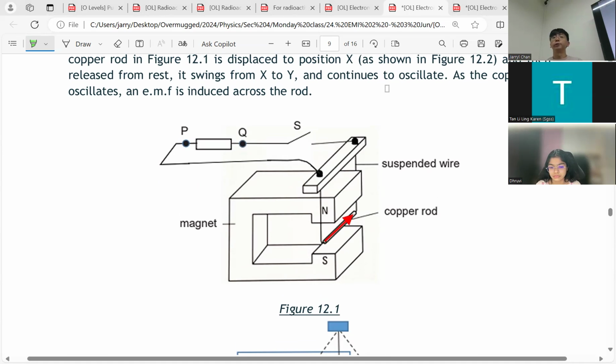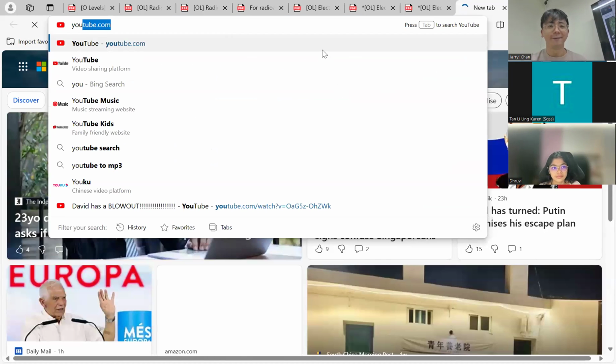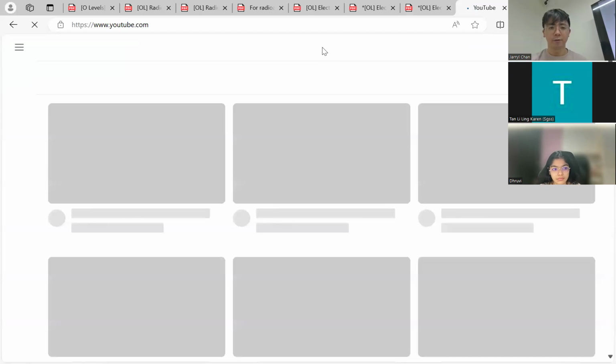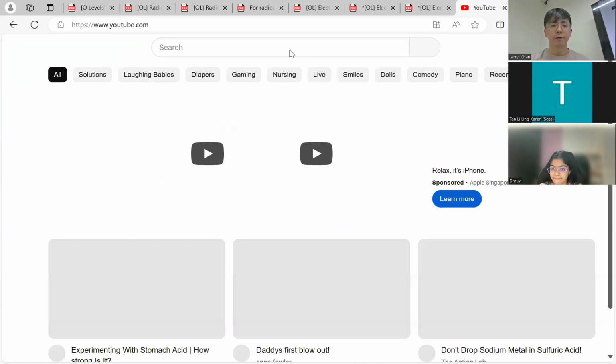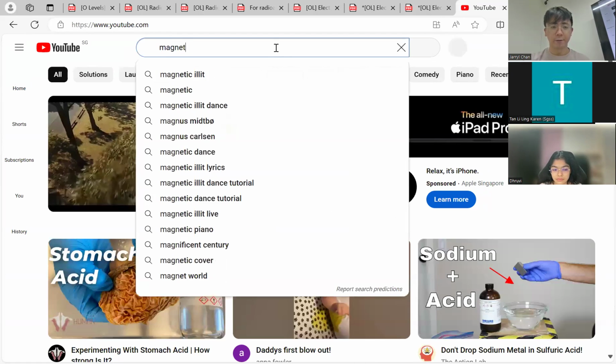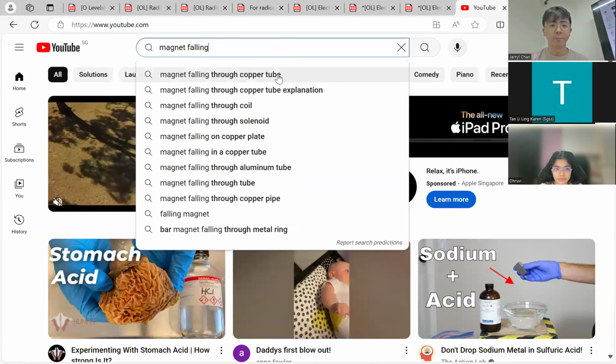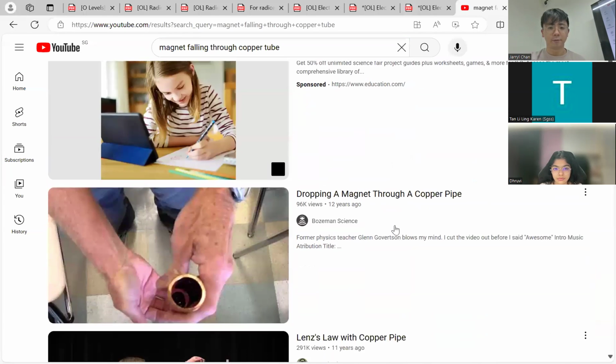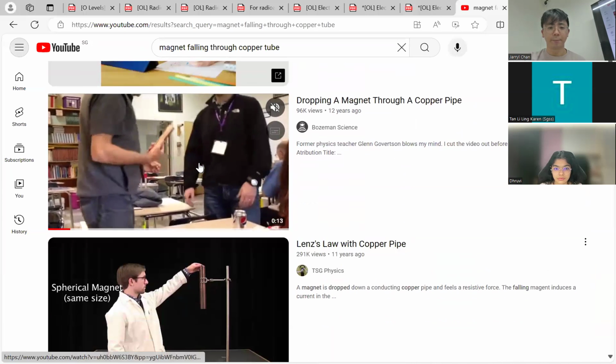Right? I don't know whether you all have seen this video in school, but I think Zhi asked me about this experiment of a magnet falling through a copper pipe. Have you ever seen it? Let's try to find it. Magnet falling through copper. Dropping a magnet through a copper pipe. Okay, let's see.